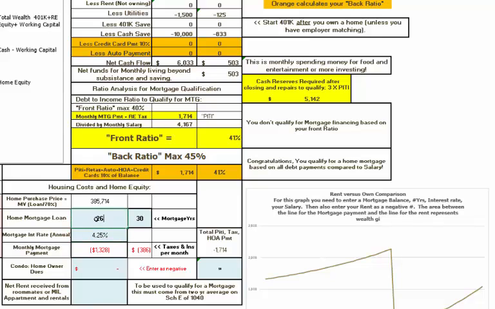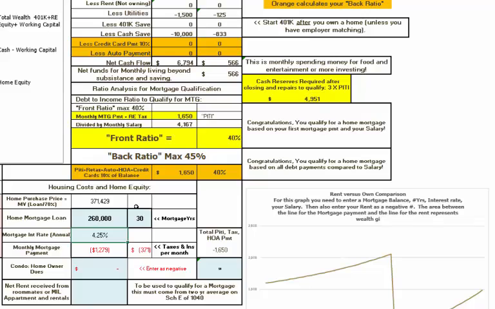Now, I got to go down again, 260. So you see how you can use this tool? I qualify now. So there you go.